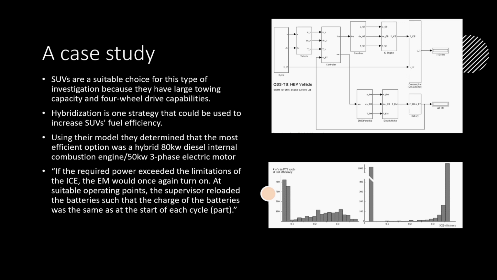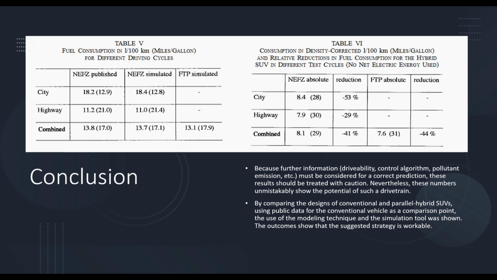To quote their paper, "If the required power exceeded the limitations of the internal combustion engine, the electric motor would turn on. And at suitable operating points, the supervisor reloaded the batteries such that the charge of the batteries was the same at the start of each cycle." What this did is it prevented the electric motor from ever running out of power, and it also prevented the internal combustion engine from ever pushing itself to the point where it could cause damage to the vehicle or where it could get a loss of efficiency from operating in a non-ideal environment.